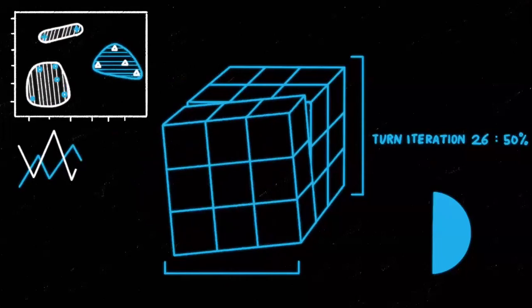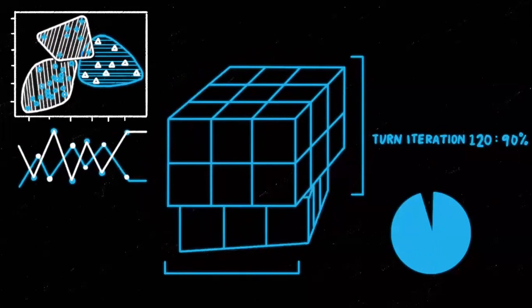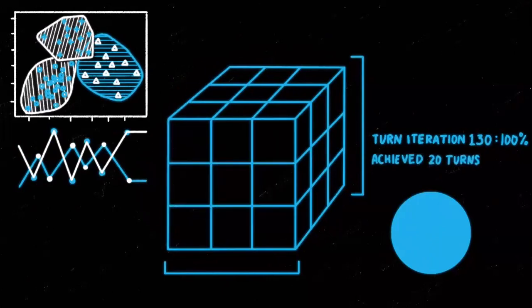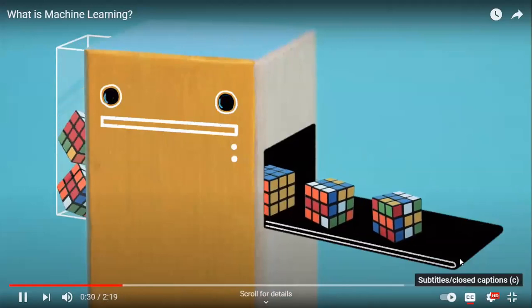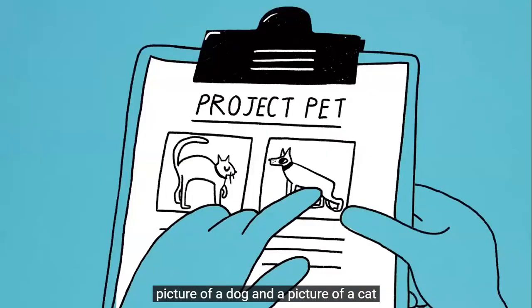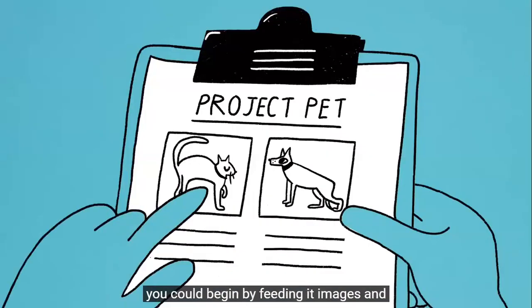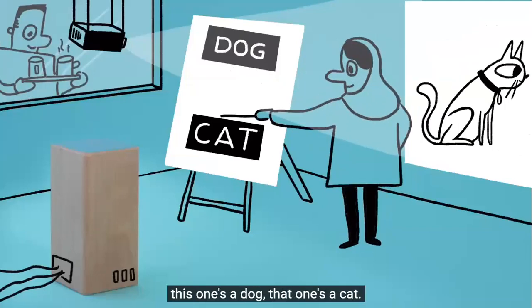Machine learning brings together statistics and computer science to enable computers to learn how to do a given task without being programmed to do so. Just as your brain uses experience to improve at a task, so can computers. Say you need a computer that can tell the difference between a picture of a dog and a picture of a cat. You could begin by feeding it images and telling it, this one's a dog, that one's a cat.